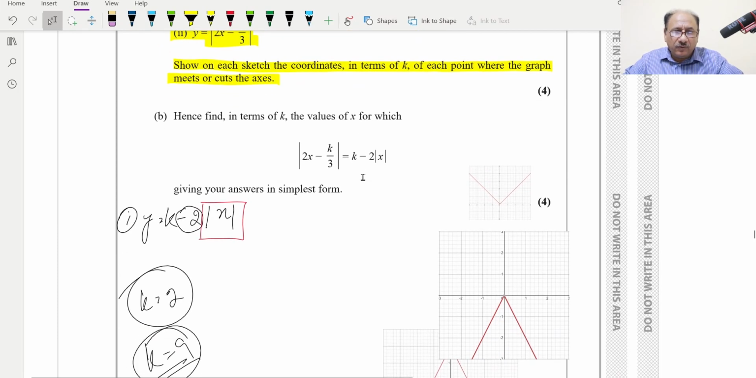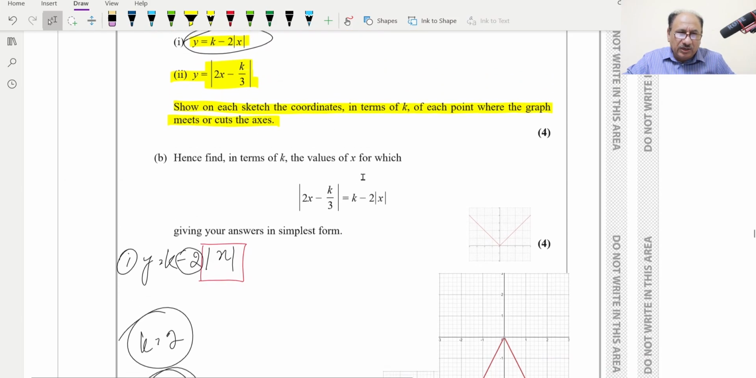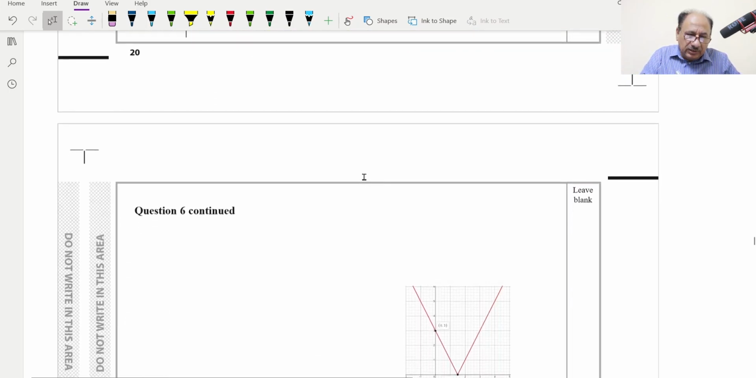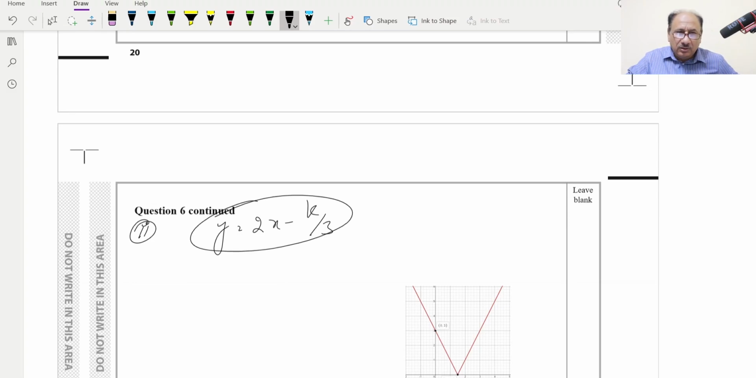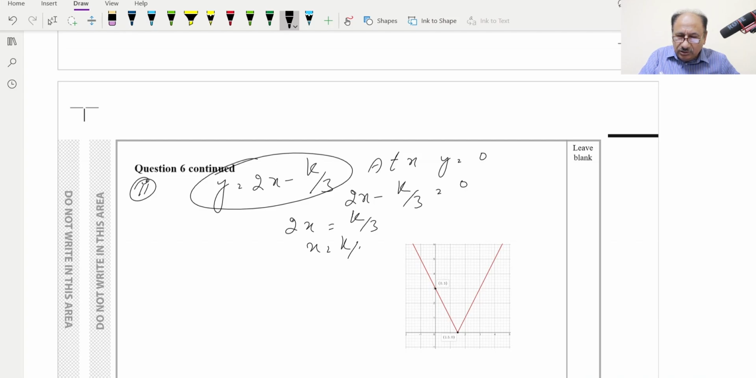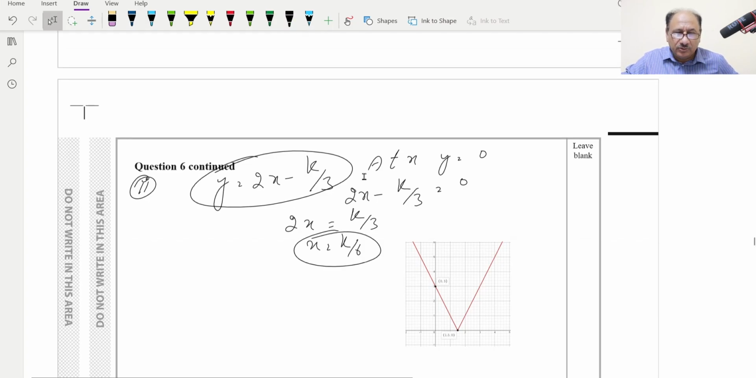And for the second part, which is y is equal to 2x minus k over 3, we can check that relation also. Y is equal to 2x minus k over 3. At the x-axis, for example, y will be equal to 0. So 2x minus k over 3 will be equal to 0. This implies 2x will be equal to k over 3, and x will be equal to k over 6. In that case it will be equal to k over 6.